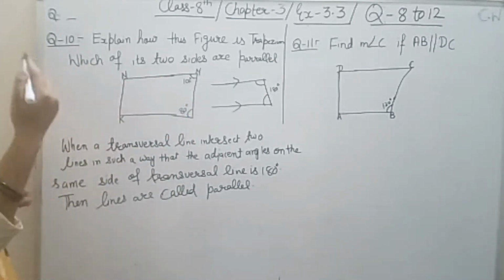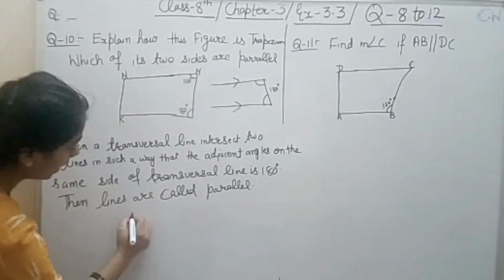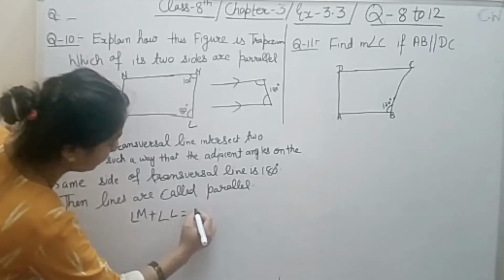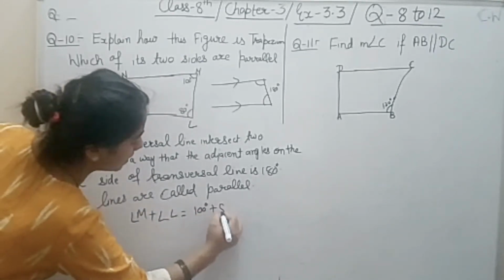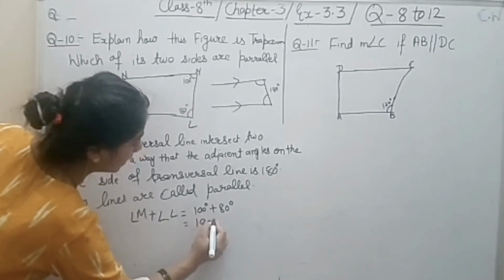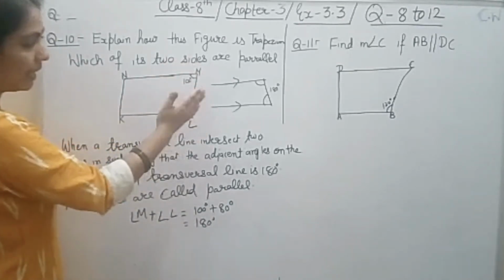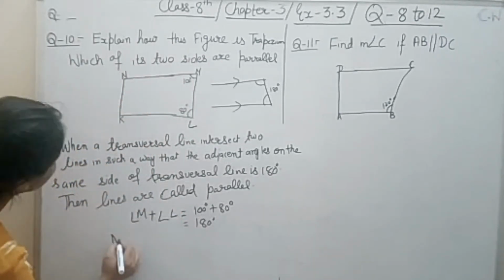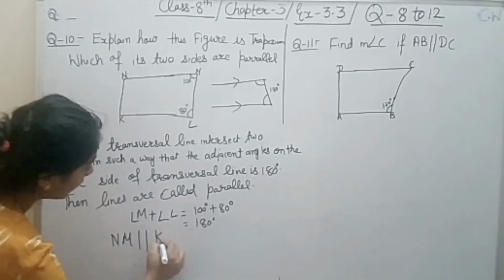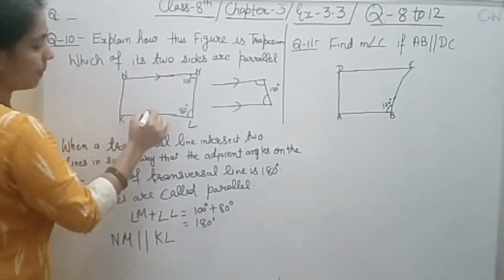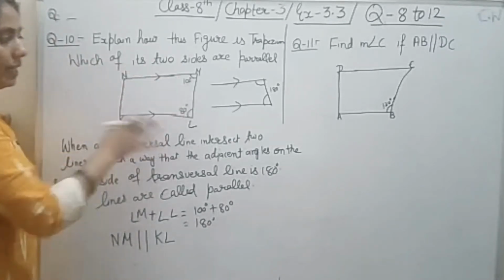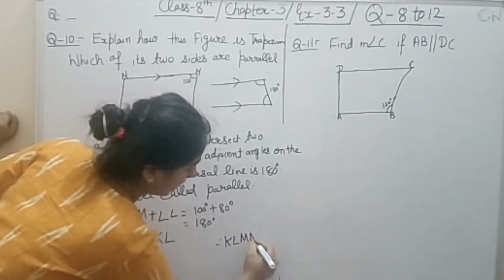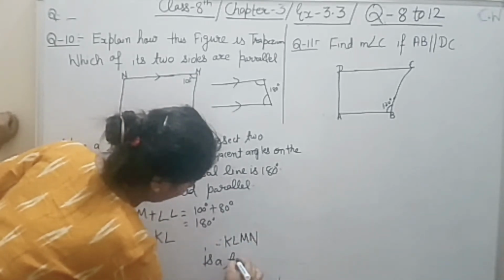Now see in this condition what we have, this is a transversal line, so angle M plus angle L is equal to 100 degrees plus 80 degrees, which is equal to 180 degrees. It means yes, the transversal line की interior angles की same side के angles का sum 180 degrees है. It means this NM is parallel to KL. This NM is parallel to KL, and because one of the sides is parallel, therefore this KLMN is a trapezium.